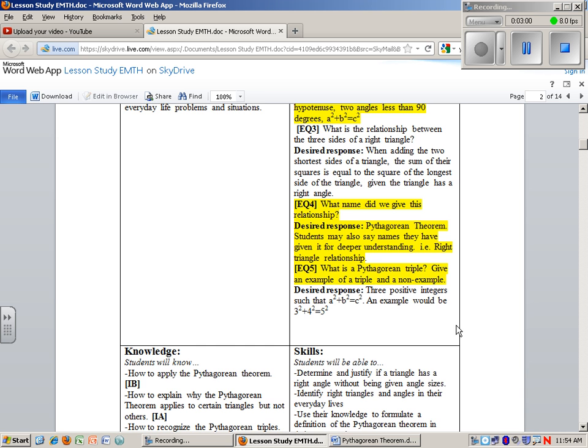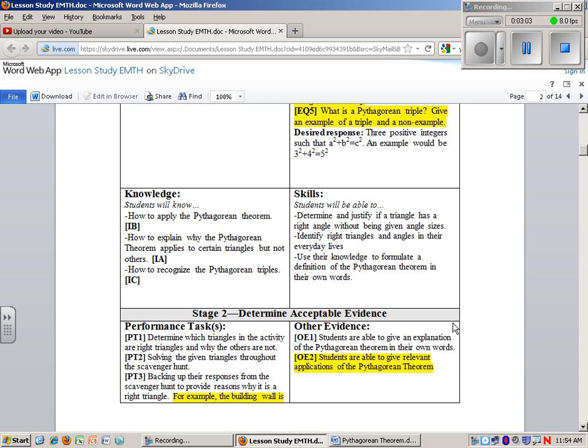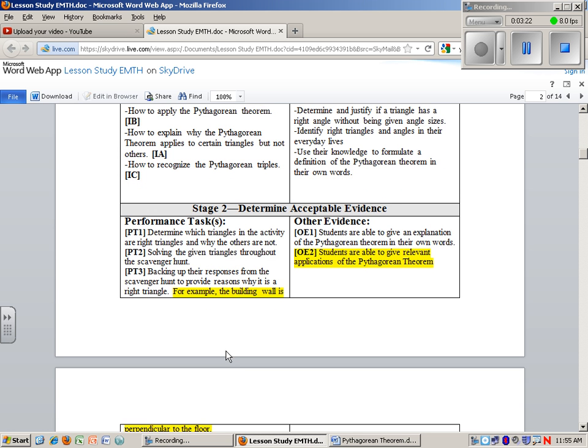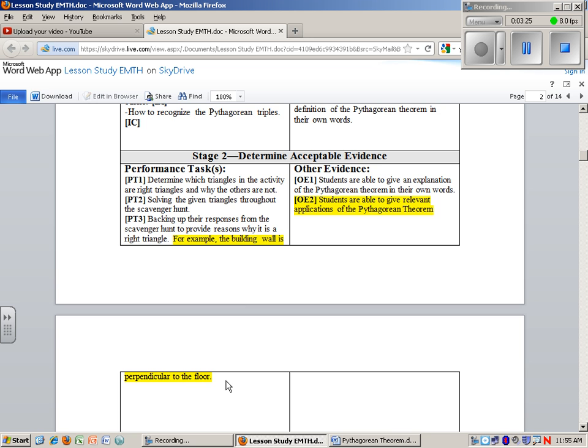In regards to the different performance tasks and evidence that they've actually been able to complete this activity, one of them was that, for backing up their responses in the pictures that they took in their scavenger hunt, we would want to make sure that the answers they gave were actually applicable to what they wanted. So we added an example in here that we could potentially give students when they're going through trying to figure out that part. As well, for the other evidence, that they can give relevant examples.